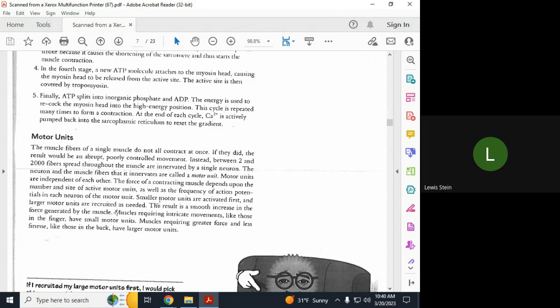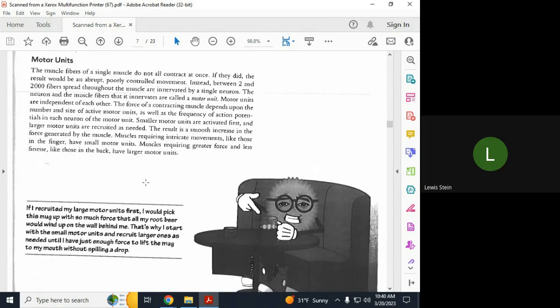Smooth generated contraction, particularly intricate movements. Muscles requiring greater force and less finesse have larger motor units. So the ones with minimal fibers are for delicate digital movements, if you're sewing, if you're buttoning your shirt, that type of thing, versus when you're going to do that lift, the large motor units are there.